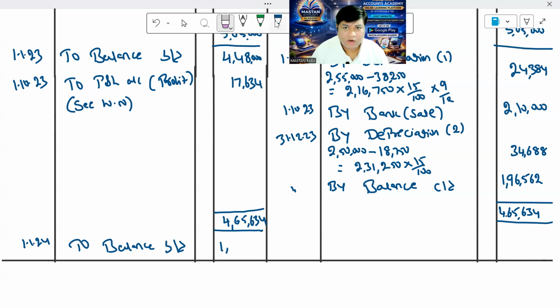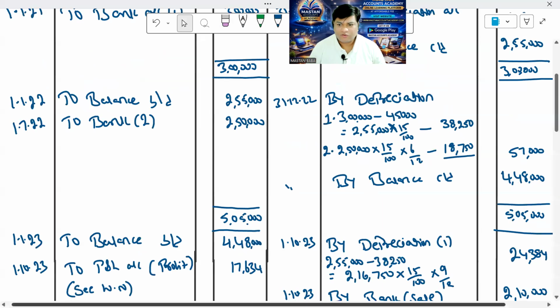So you'll get how much? Let me double check. 1,96,562. So the value of the plant is 1,96,562. Which plant is it, either the first one or the second one? The first one has been closed. Undoubtedly it is the second one.